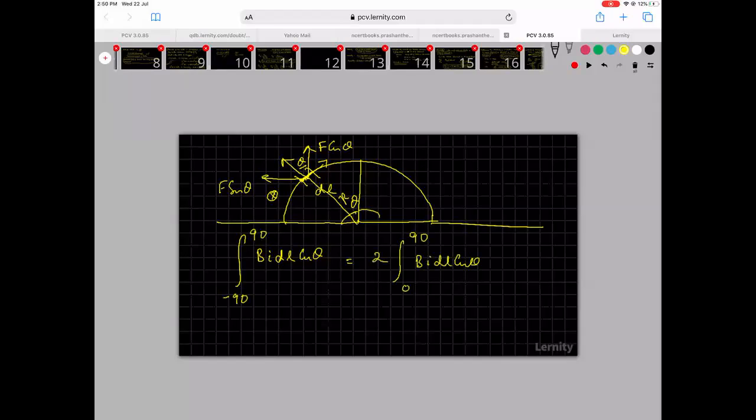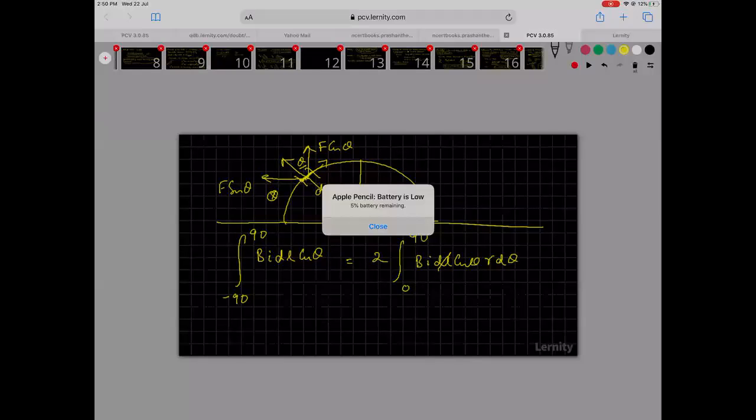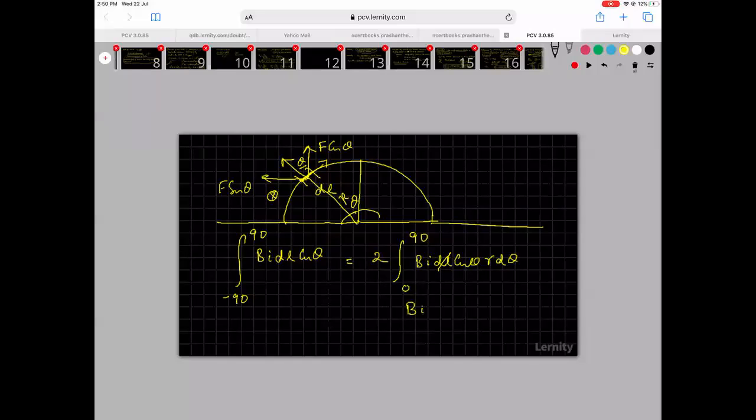Now dl will become equal to r d theta. So I'll have BIR integral of cos theta. So 2 times integral of cos theta will become sin theta, limits 0 to 90. So it will become equal to 2 BIR. So the upward force is 2 BIR.